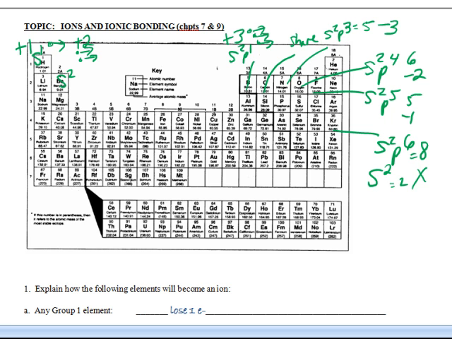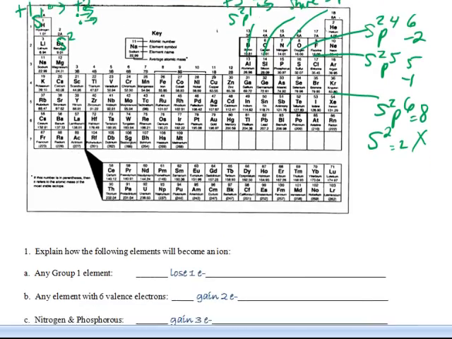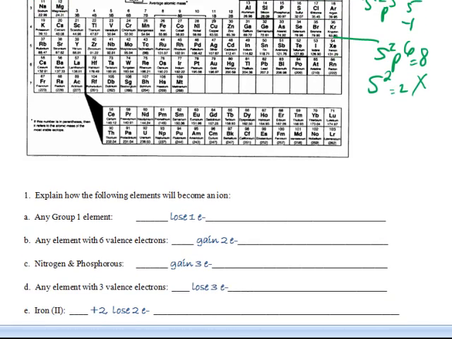Okay, so now let's take a look at the questions that you're asked. Letter A says, any group 1 element, what are they going to do to become stable? They're going to all lose 1. So if you're in group 1, you lose. Anything with 6 valence electrons, you need 2 more to get to 8, so you're going to gain 2 electrons. You end up with a -2 charge. Over here, by the way, you guys are going to become a +1. If you've got 1 valence electron and you want to lose 1, then you end up with a +1 charge.